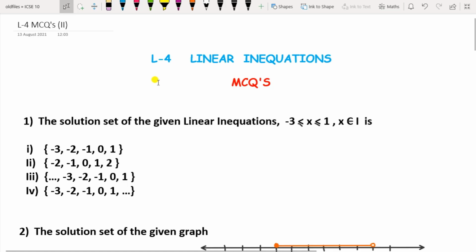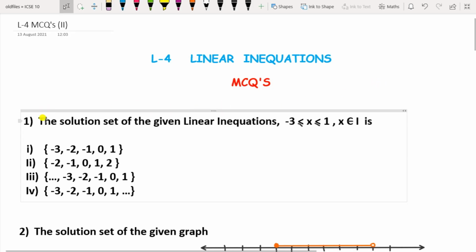In this video we are going to see some more MCQs on linear inequations. This is part 2. In the link above I have shared the previous video, that is part 1, and in the description box below also you will find some more videos on MCQs, so please go through those videos too.